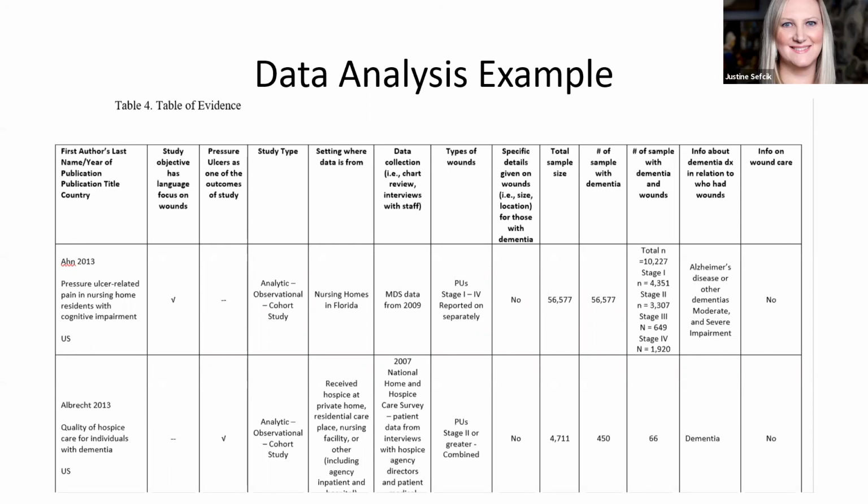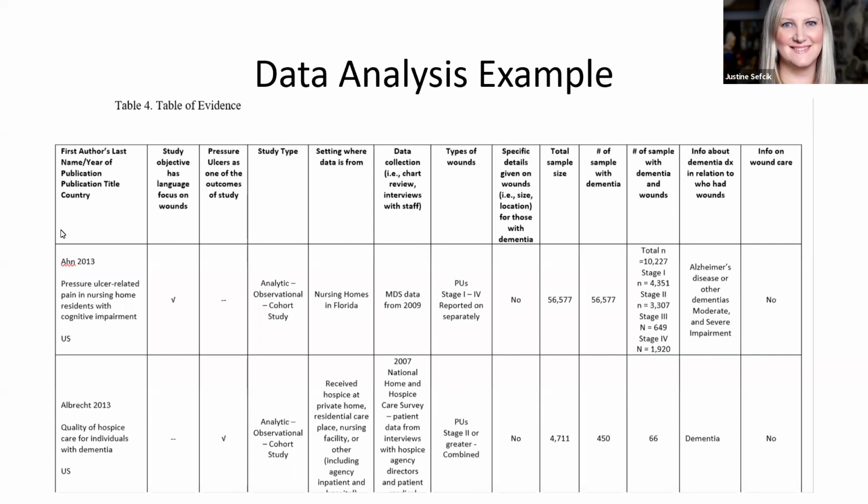But here we could say 10 of these papers were published in North America, 8 in Asia. Our sample size ranged from 56,000 to 1 person in a case study. So we can make these comparisons. And so it's helpful to have some kind of data visualization.